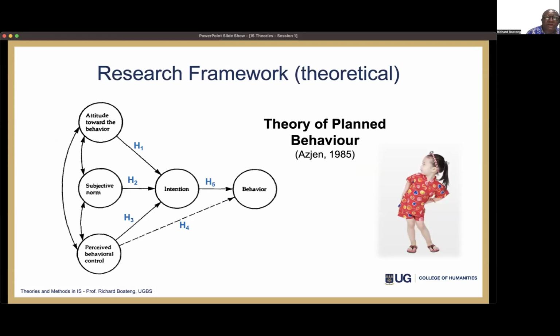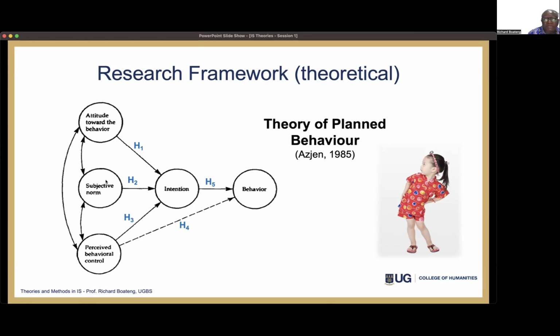Now, this is a research framework based on the theory of planned behavior. The theory of planned behavior says that a person's performance of a behavior is governed by three things: attitude towards the behavior, subjective norm towards the behavior, and perceived behavioral control. Perceived behavioral control can constrain your intention to perform the behavior or the actual performance of the behavior. The other variables don't go to the actual performance. It's only perceived behavioral control, through H4, that goes to the actual performance of that particular intended behavior.